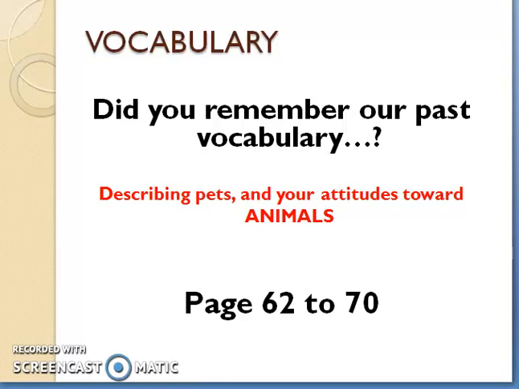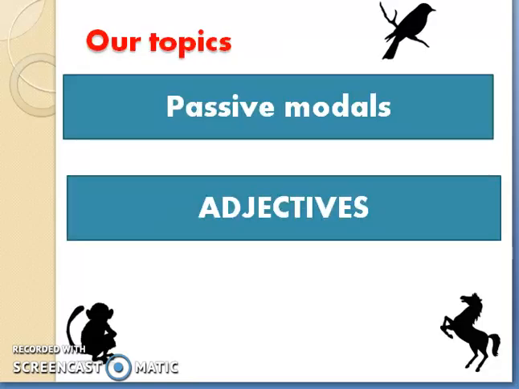As you can see, I am showing you the pages. We have to work in the unit number 6, pages 62 to 70. So let's work. Our topics for this lesson: passive modals and adjectives to describe pets. Do you remember that we were talking about describing pets in the past guide? Yes, in our learning guide number 1. So we are going to continue learning about vocabulary.